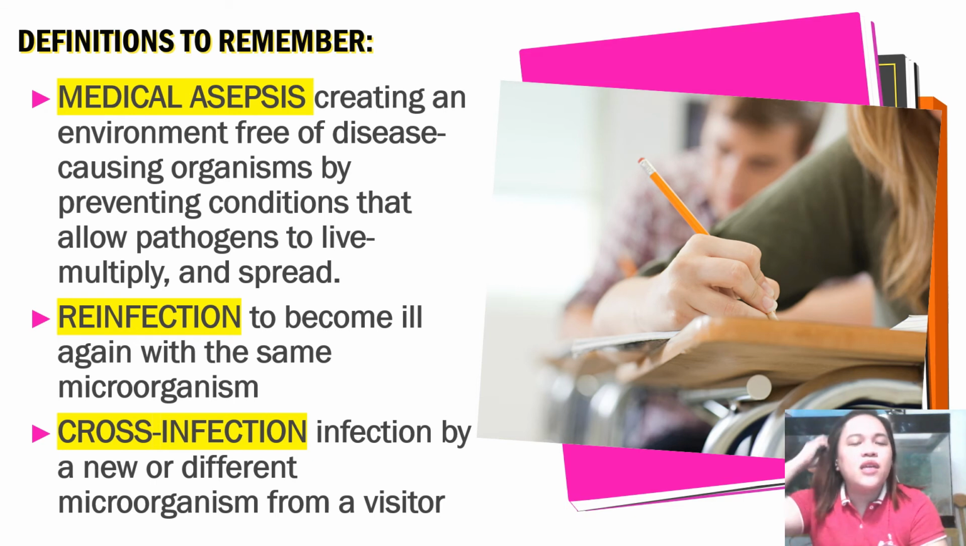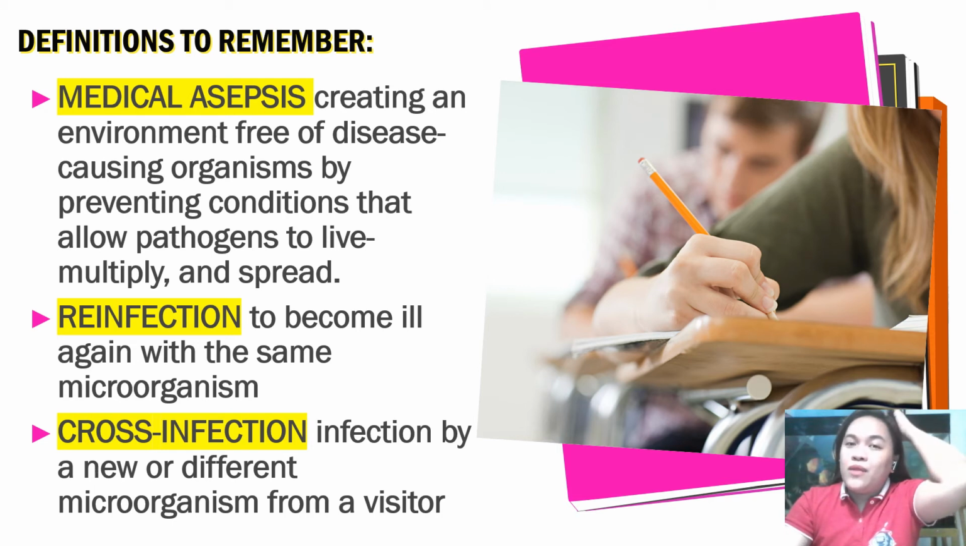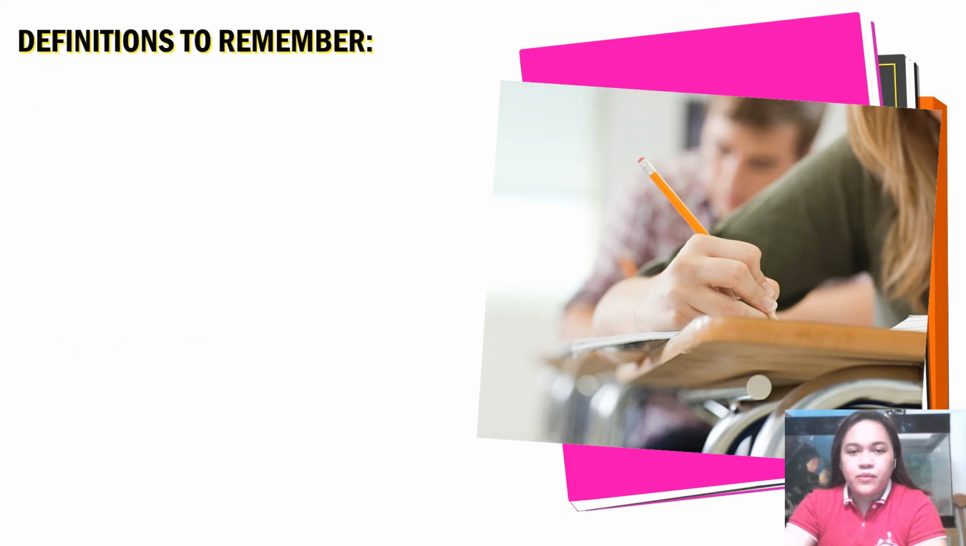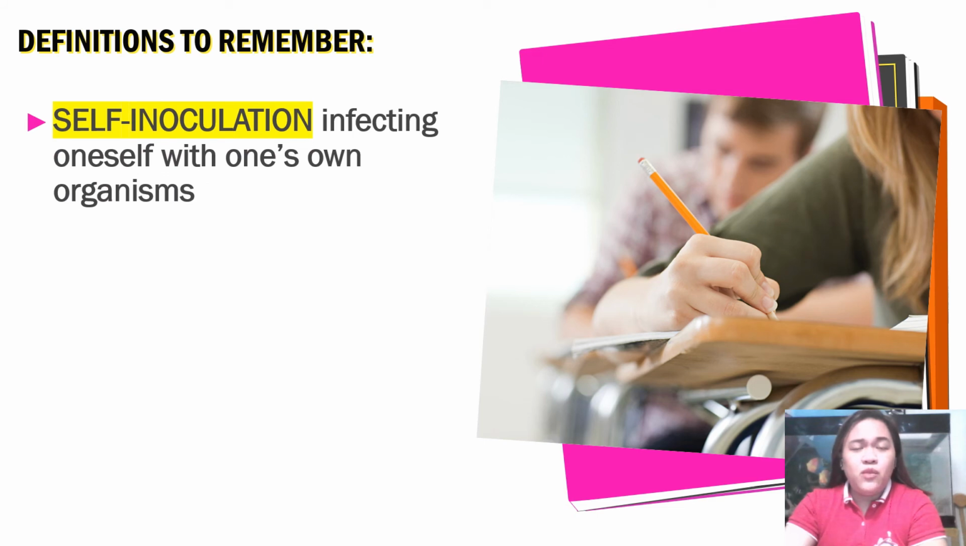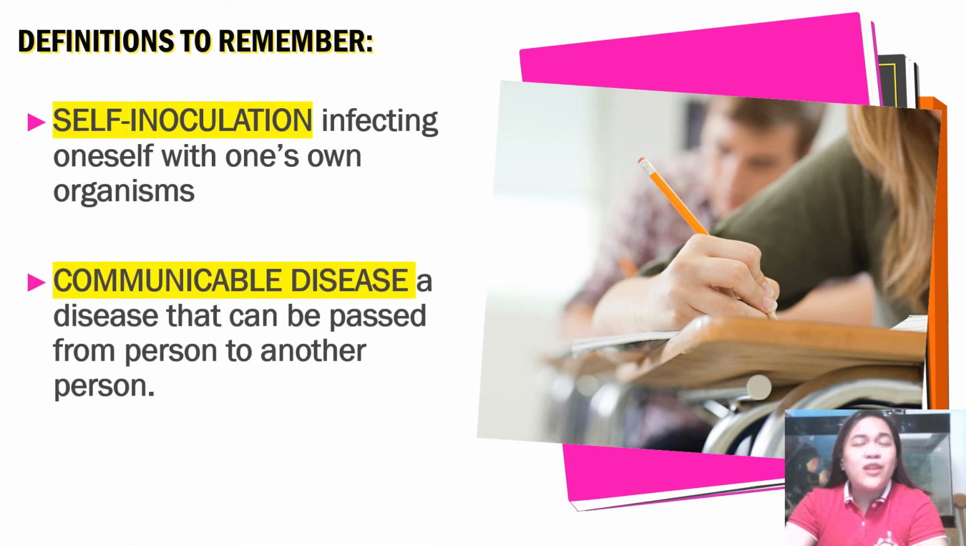Going to the next is about cross-infection. This is when a new microorganism invades your body by means of a visitor. So that's why nowadays in this time of pandemic, we don't encourage having visitors in our homes because of this cross-infection. Self-inoculation, when you infect yourself. How do you do that? When you don't wash your hands. Okay. Communicable disease, this is a disease that can be transmitted to another person.